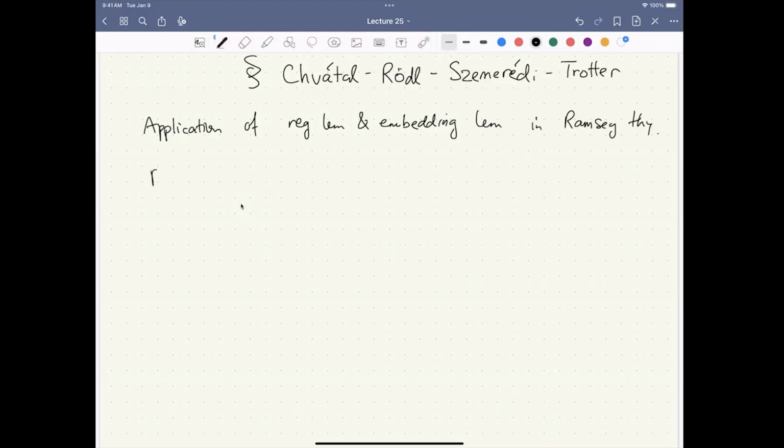So let's recall. Given the graph G, its Ramsey number is the minimal integer n such that for any 2-edge coloring of the complete graph on capital N vertices, we must contain a monochromatic copy of G.